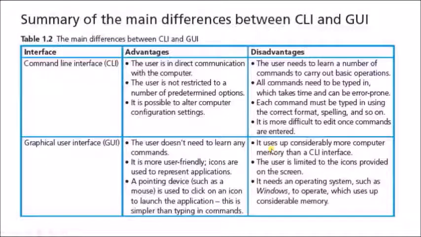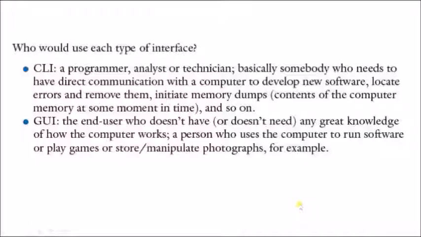What are the disadvantages here for the GUI? It uses up more computer memory and it is limited to the icons. It needs an operating system such as Windows to operate this user interface, which uses considerable memory. Now, who would use each of these interfaces? The CLI: programmers, developers, analysts, technicians, the experts in the computer field. But the GUI: the end user who does not need great knowledge of using computers. It's like us, the basic users, students, game players, and so on.